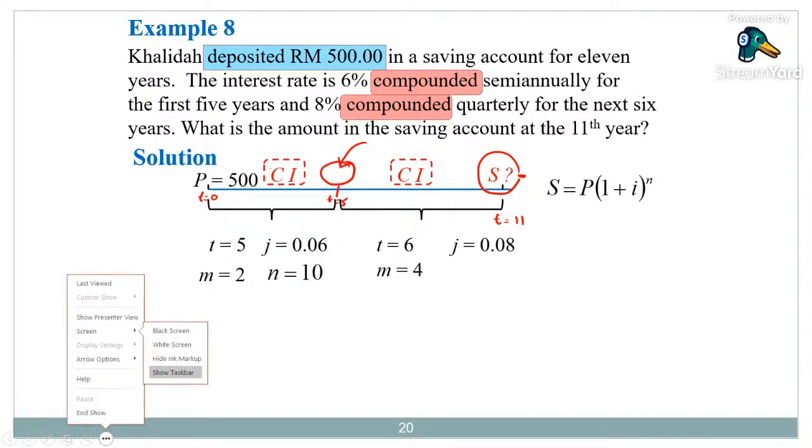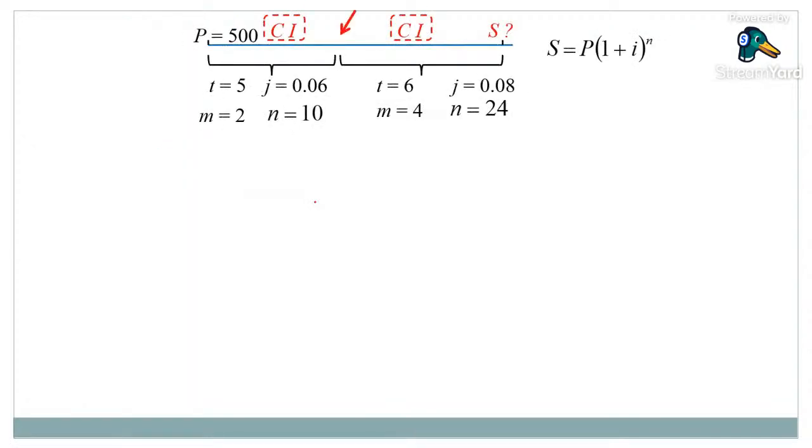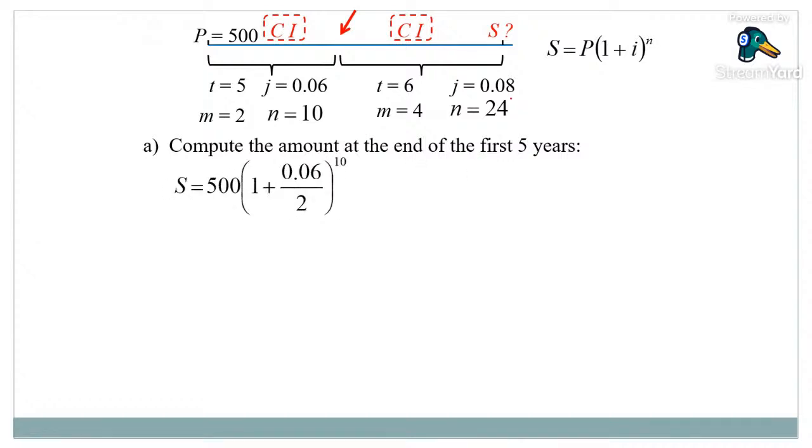Okay. So cari dulu future value yang kat sini. So kalau saya akan buat sini S1, sini S2. So S2 yang kita nak cari last sekali kan. So S1, formula dia, kita kira terus. Compute the amount of the first 5 years: S equal to 500 principal multiply by 1 plus J over M, J kita 0.06, M kita 2. And then to power of MT, which is 2 darab dengan 5, which is equal to 10.